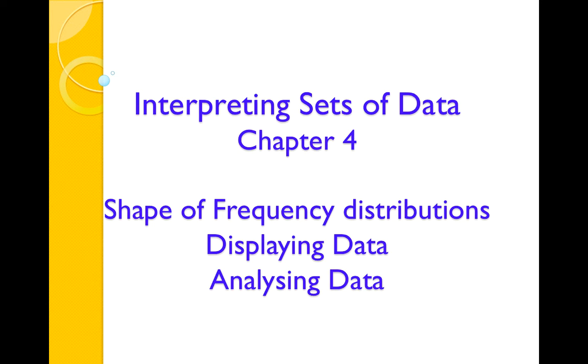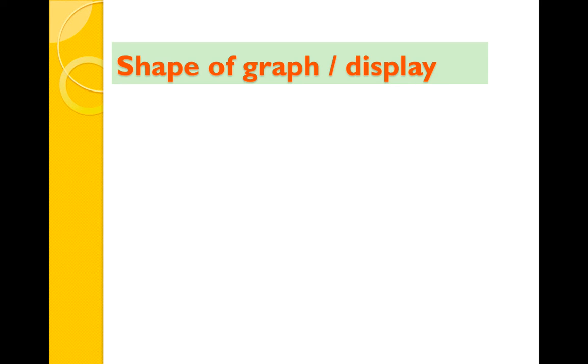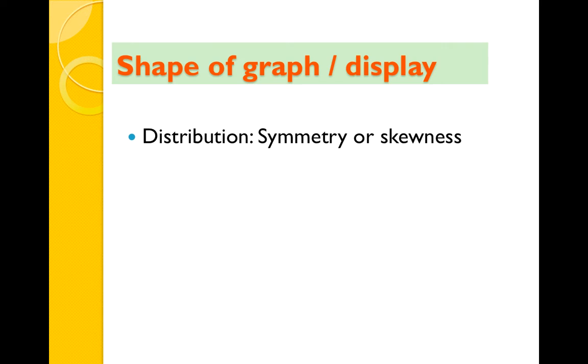Continue looking at Chapter 4 by looking at the shape of frequency distributions as well as displaying and analyzing data. When you have to discuss the shape of a graph or display, you'll always look at distribution first, discussing the symmetry or the skewness. After that, you will then discuss the number of modes and the smoothness of the graph.